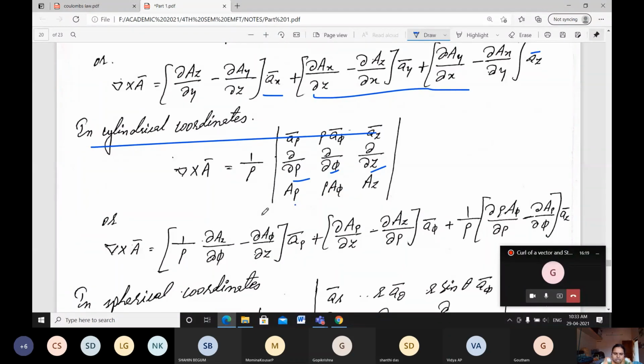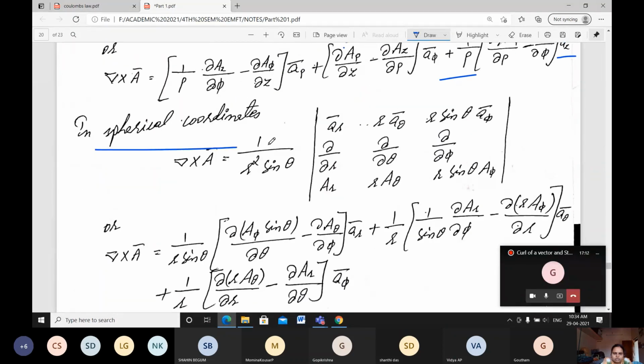Then again, just going on expanding this determinant, you will be getting del cross vector A equal to 1 by rho dou Az divided by dou phi minus dou A phi divided by dou z, with the unit vector a rho, plus dou A rho divided by dou z minus dou Az divided by dou rho, with a phi, plus 1 by rho dou rho A phi divided by dou rho minus dou A rho divided by dou phi, with the unit vector az.